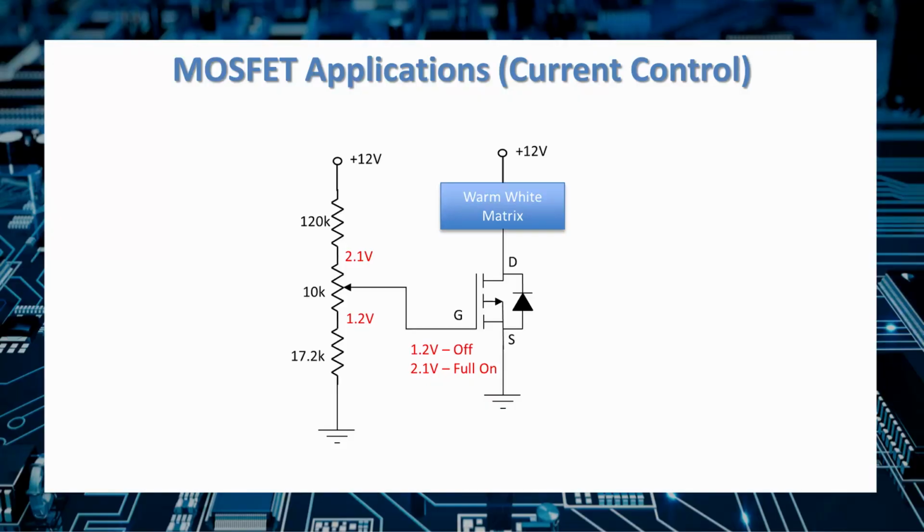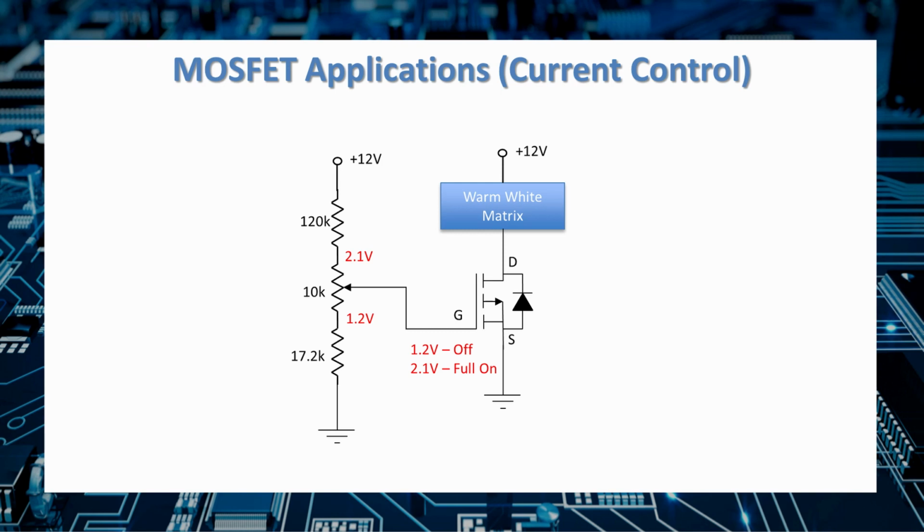And here's an example of a MOSFET being used to control current. In this example, I'm operating the MOSFET in the sub-threshold region. That allows me to control how much current is flowing from the drain to the source. And I can use it to control brightness, well, much like you would use a potentiometer. But in this case, a potentiometer that can control very large currents.